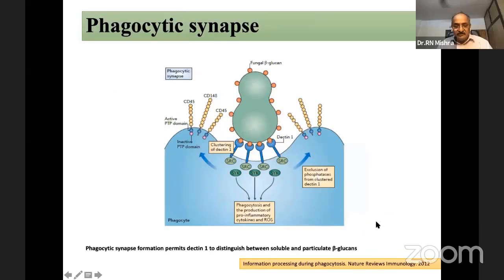Both are very effective. Classical, alternative and the lectin pathway, they are all effective because once C3 gets activated, the final common pathway is the same. If it involves the adaptive immune system, antigen antibody, it is the classical pathway that is operational. But if antigen antibody immune complexes are not involved, it is the alternative pathway or the MBL pathway. So both are equally effective.